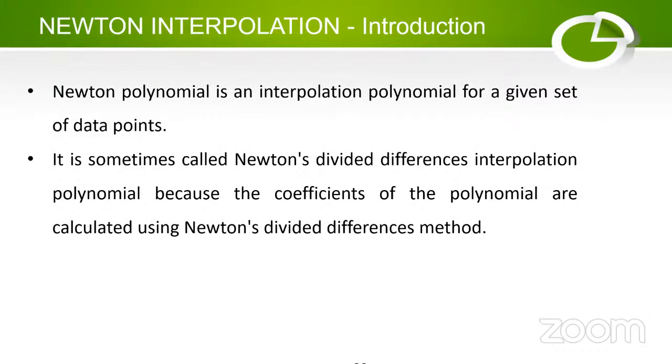So we move on to Newton's interpolation method. Again, this is another method of polynomial interpolation. We have talked about several methods, and I just talked about Lagrange. So this is another method that we also use to find a polynomial that we can use to approximate a function. The Newton polynomial is an interpolation polynomial for a given set of data points, which, like we have said earlier, is sometimes called Newton's divided differences interpolation polynomial because the coefficients of the polynomial are calculated using Newton's divided differences method. So we'll get a hang of this as we move on.